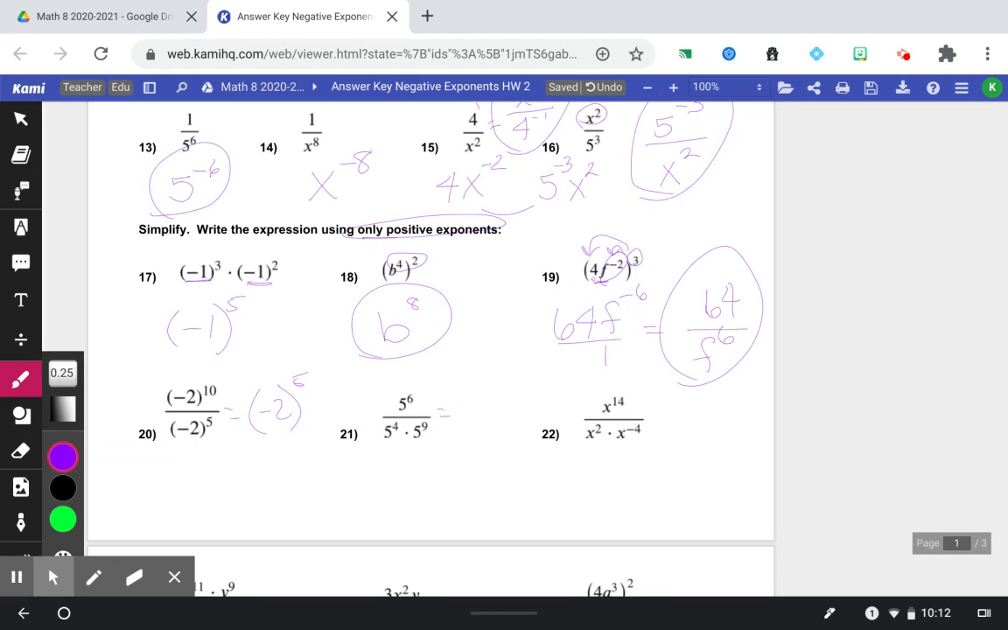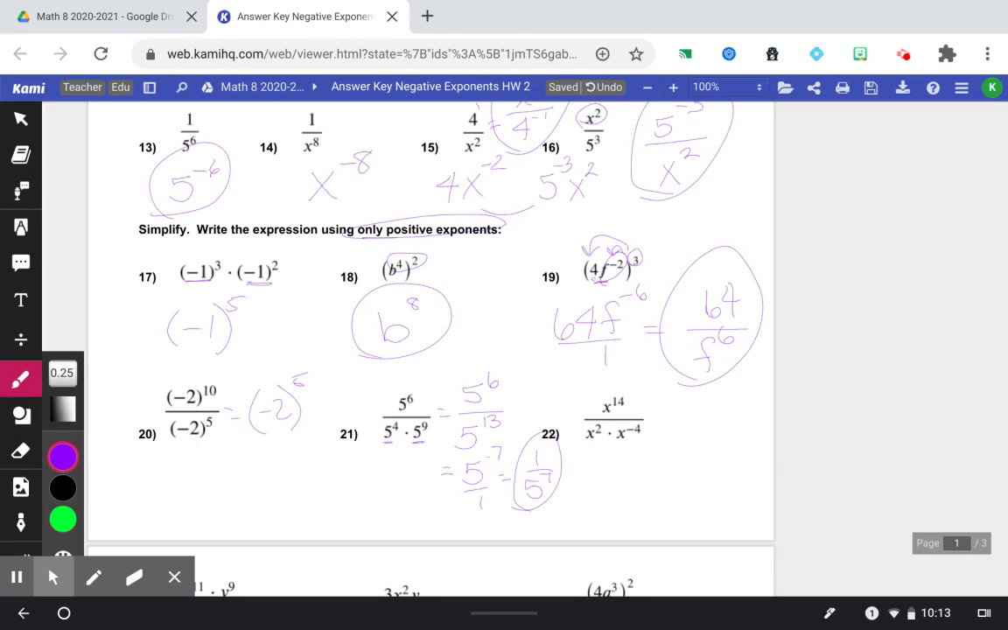All right, 21, I'm going to keep 5 to the 6th. I'm going to do the math on the bottom. Power times a power, so I'm going to keep the base of 5. I'm going to add 9 and 4, which is 13. Now I'm going to do my division. So 5 to the 6th divided by 5 to the 13th, I get 5 to the -7th. I have to write with a positive exponent, so I'm going to put it over 1, and I'm going to flip and make the exponent positive. So 1 over 5 to the 7th.